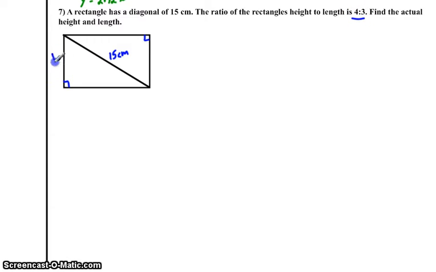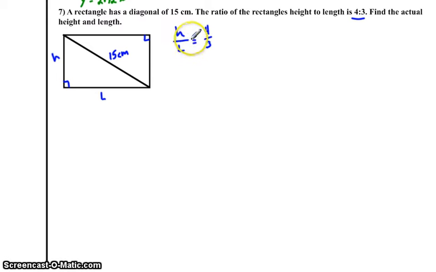So let's call this the height and this the length. Call it H and L. And so they're saying that H to L is a ratio of 4:3. That's interesting. Now you might be tempted to say that H and L are just 4 and 3, like they say. But wait, 4:3 is a ratio. They're not the actual lengths of H and L.